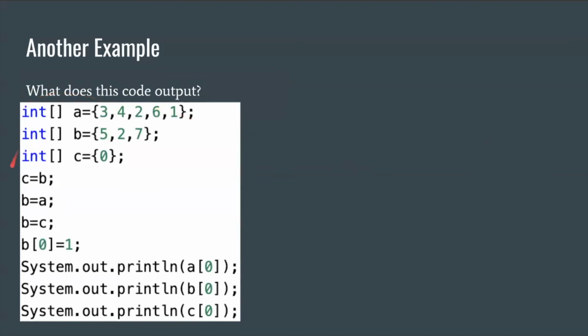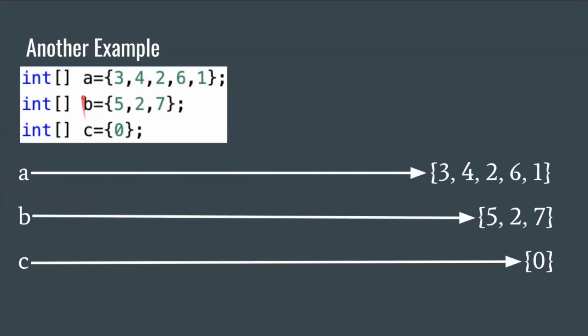So what does this code right over here output? Let's start from the beginning. First, we initialize 3 arrays. So A, B, and C, they're all pointing to different things.